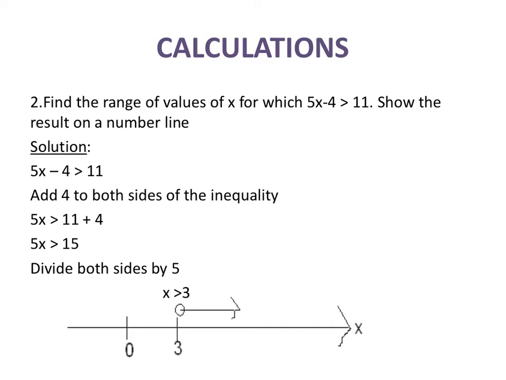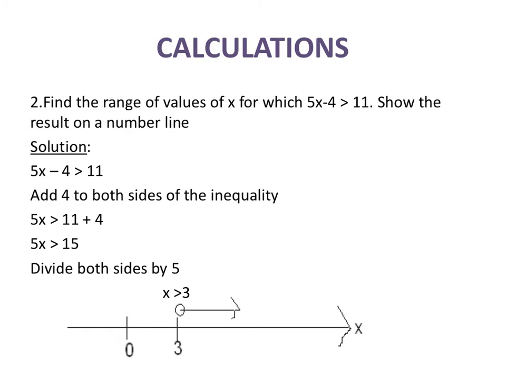2. Find the range of values of x for which 5x minus 4 is greater than 11. Show the result on a number line. Solution: 5x minus 4 greater than 11. Add 4 to both sides of the inequality. 5x is greater than 11 plus 4. 5x is greater than 15. Divide both sides by 5. x is greater than 3.